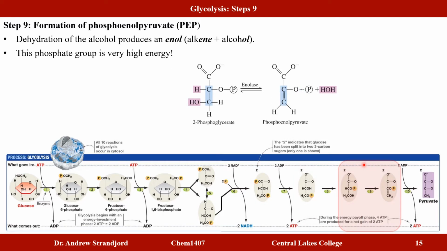Step 9 is a dehydration reaction where we remove the hydrogen and the hydroxyl group at carbons 2 and 3 to form the phosphoenol pyruvate molecule. Notice here I still have a phosphate group attached to the molecule.